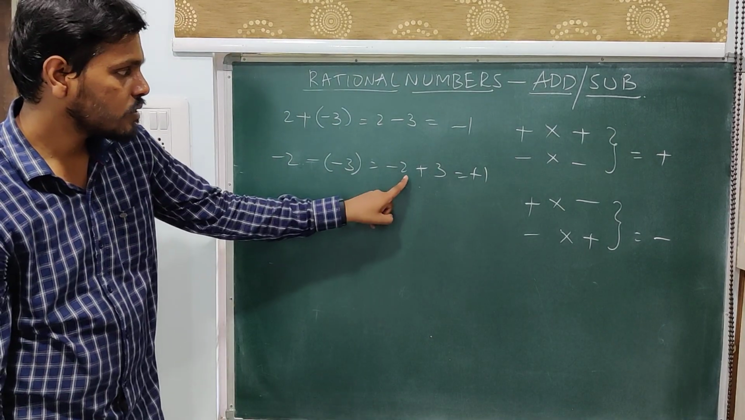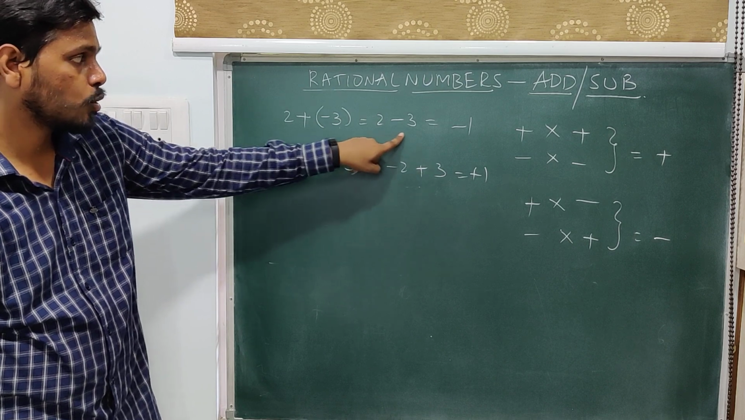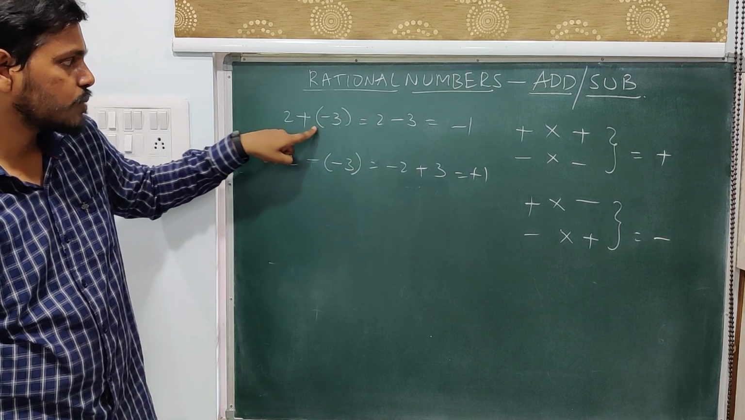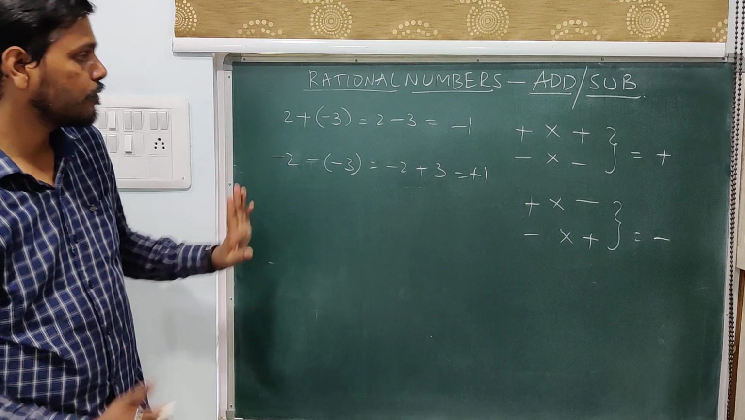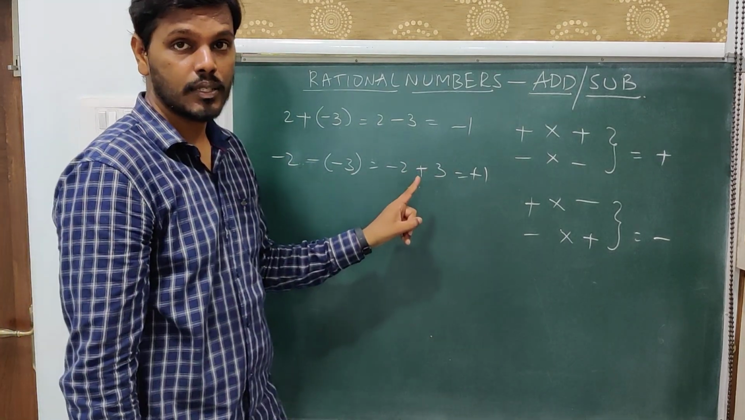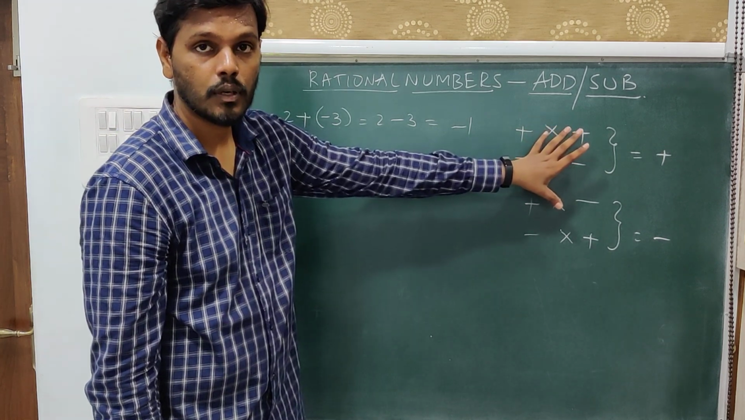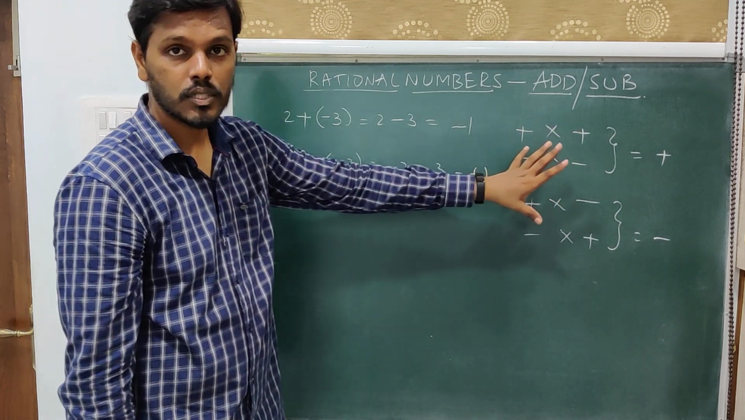Now remember, here there is no multiplication. Here there is no multiplication. Here also there is no multiplication. Here there is multiplication. This bracket indicates the multiplication. So don't get confused. So this is not minus 2 into 3. Here there is no multiplication. It is minus 2 plus 3. So this rule doesn't apply. Okay. So make a distinction on that.